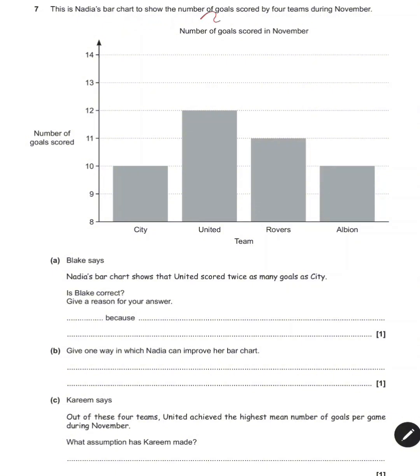Question 7, we've got a bar chart about number of goals scored by separate teams in November. And Blake says the bar chart shows United scored twice as many goals as City. Is Blake correct? Well, as I said, they're never generally correct, these students, but let's just double check. How many goals did City score? 10 goals for City. And how many goals for United? 12 goals for United. So we just want to say something like 12 is not twice as much, or not double, 10.